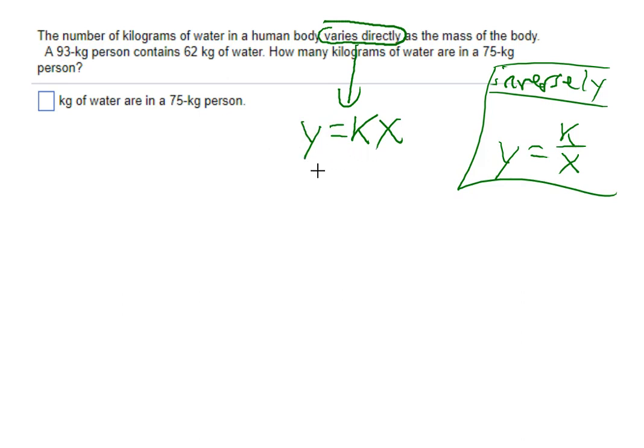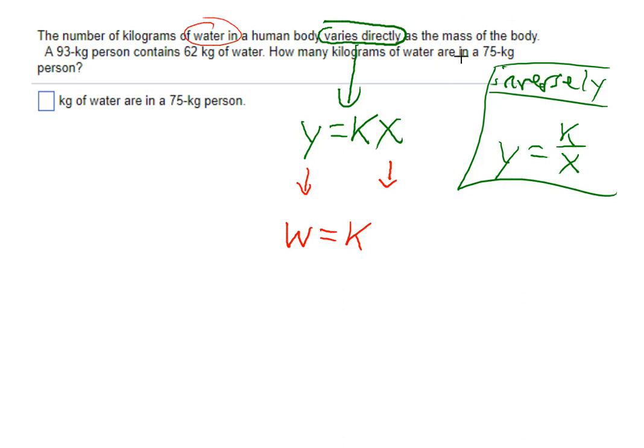What we might find useful here is instead of using x and y as our variables, we can switch those out for letters that'll help us remember what they're representing a little bit better. So y should represent the number of kilograms of water. So maybe instead of using y, I'll use w for water.